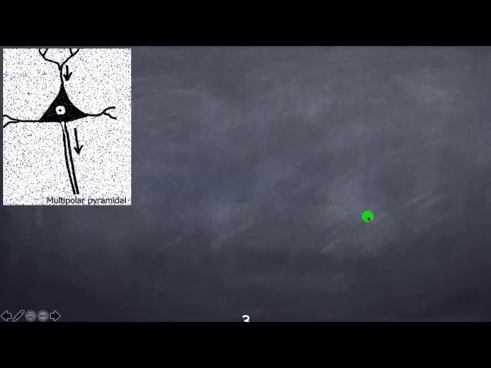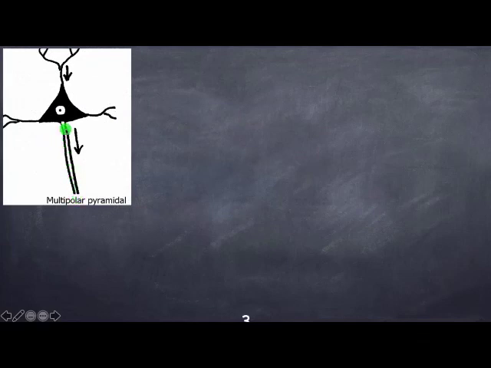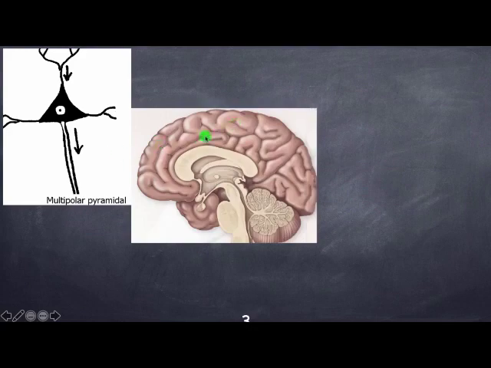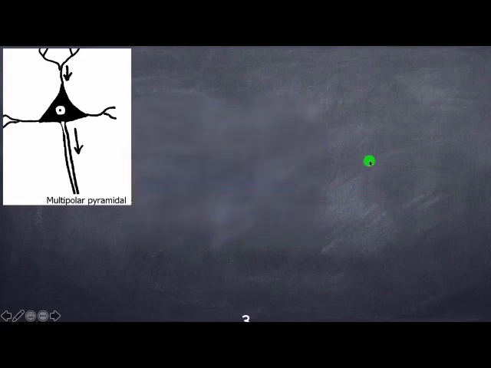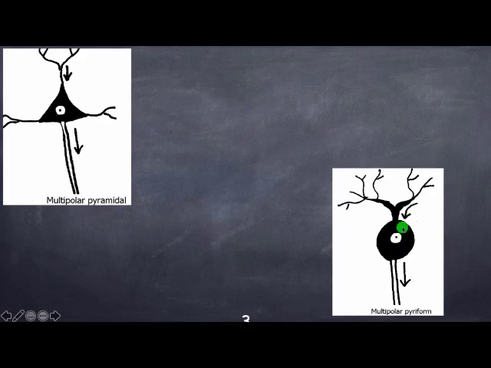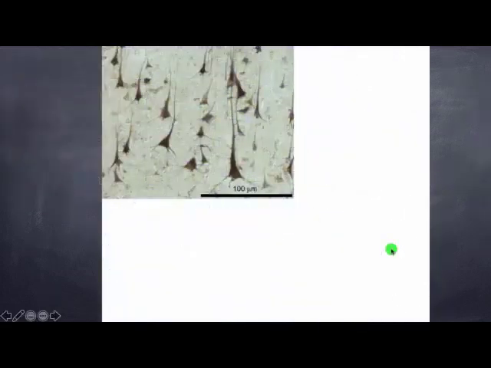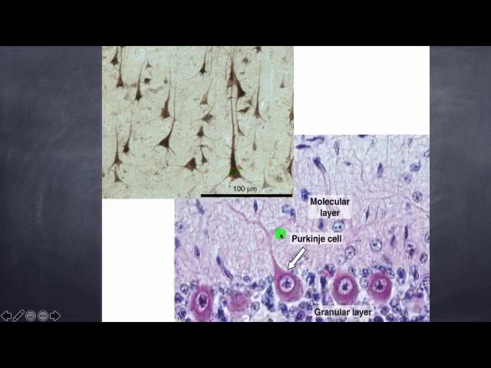Then we have another type of multipolar, which is the multipolar pyramidal. The shape is pyramidal. It has many poles. This is present in the cerebral cortex. Then we have the last type of the multipolar, which looks like a vase. It is the multipolar pyriform, which is present in the cerebellum. So this is the pyramidal in cerebrum, and this is the pyriform multipolar called Purkinje cell. Present where? Present in the cerebellum.